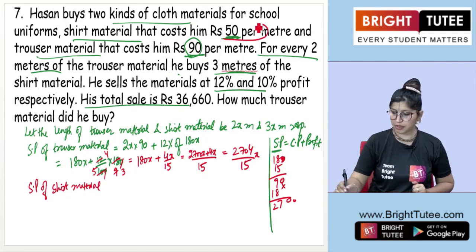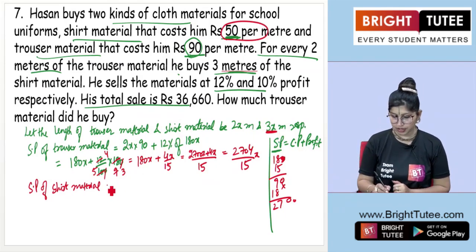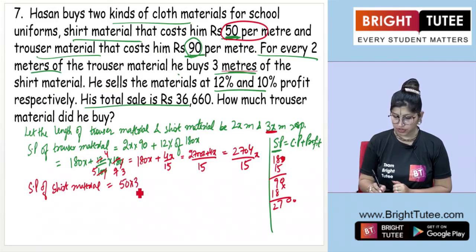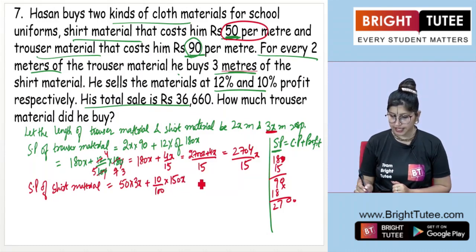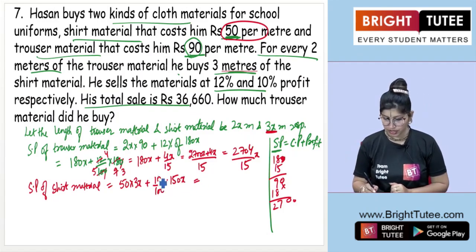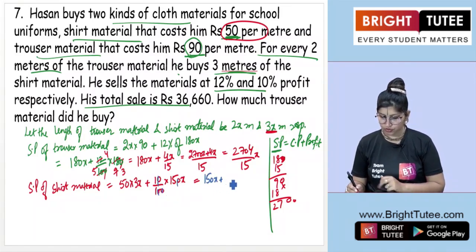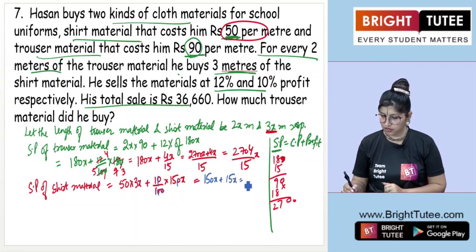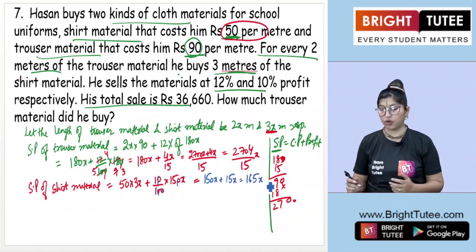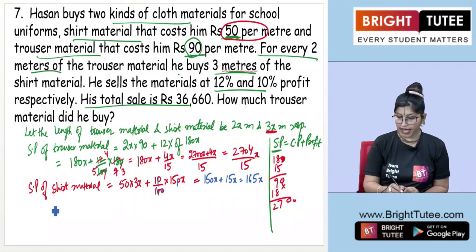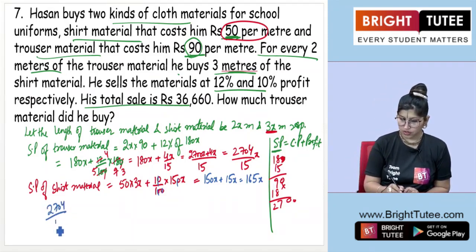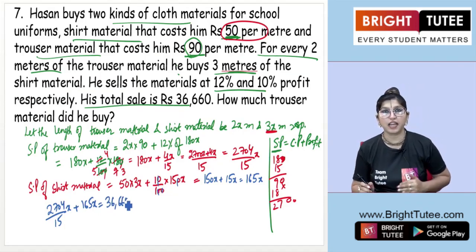It's 50 rupees per meter, and we know that is 3x meters. So we will be getting 50 times 3x plus 10% of 150x, isn't it? Now we can cancel this up. We will be getting 150x plus 15x, which is 165x. Now what do we get? We will be adding both of them and equating it to 36,660, which is the final answer which we get.